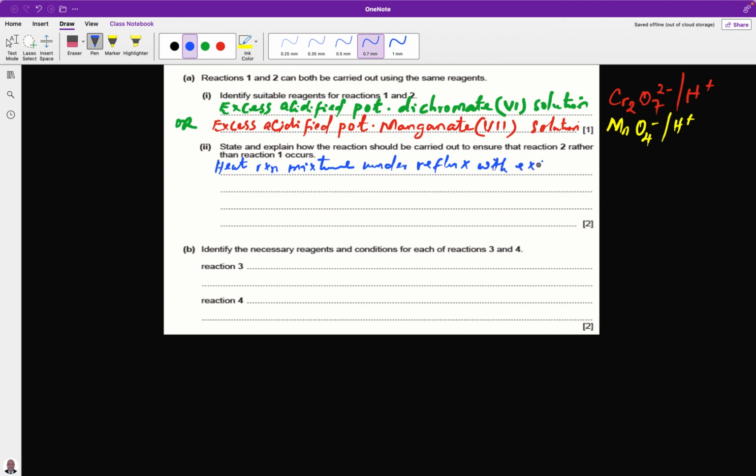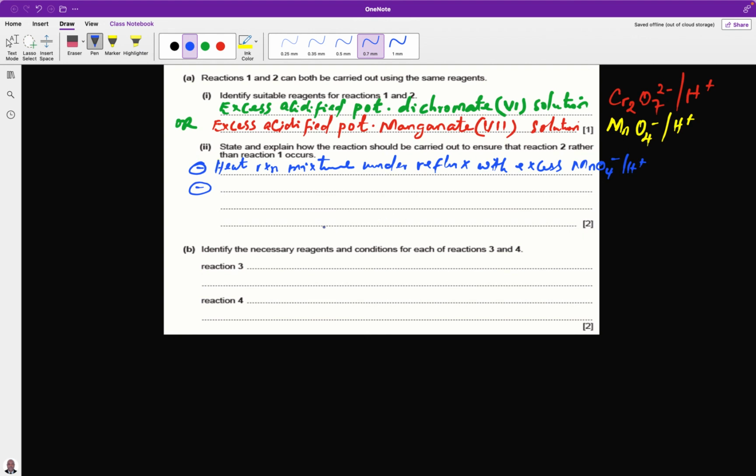With excess... Yeah, you heat the reaction mixture under reflux with excess acidified potassium manganate(VII) or excess acidified potassium dichromate(VI). Then, that is 1.